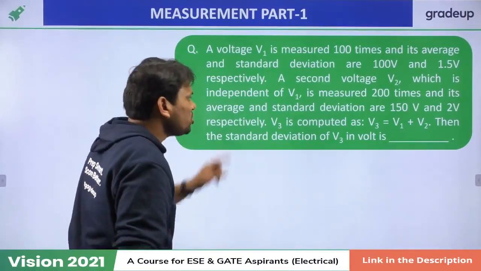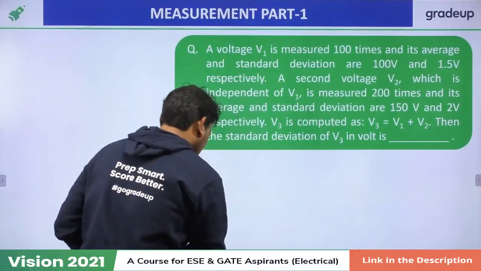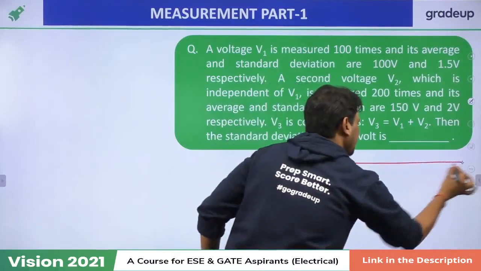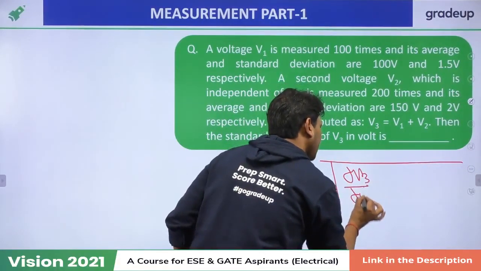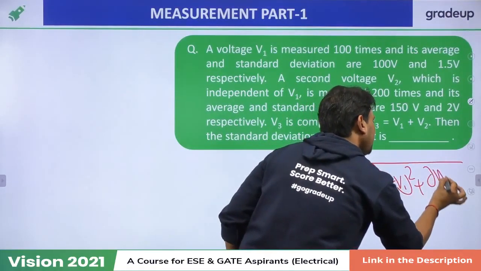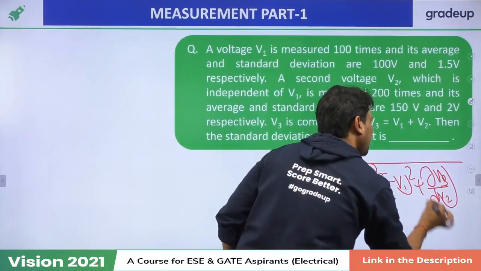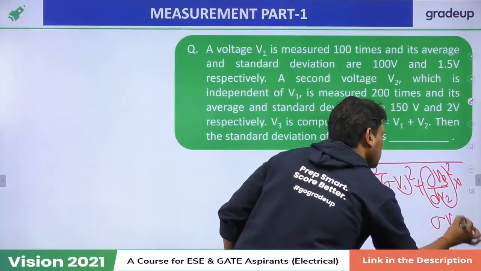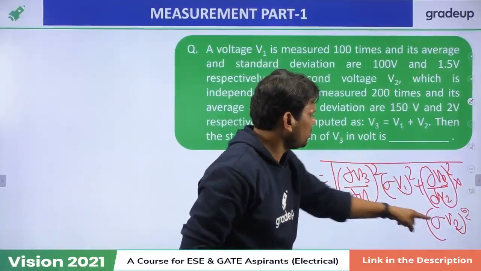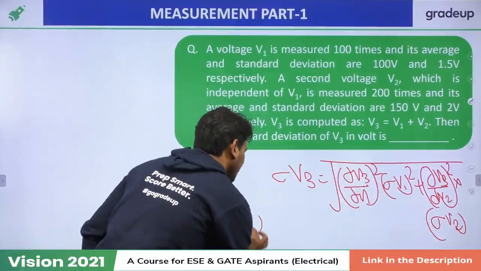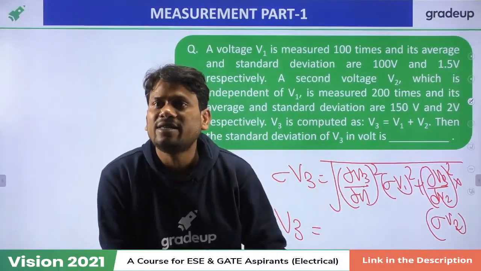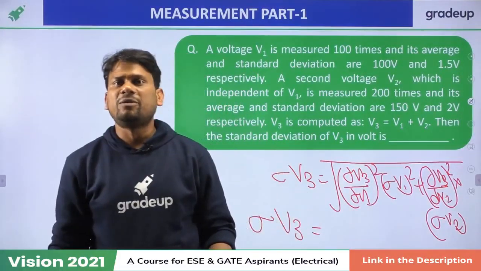So here, the most important thing, whatever I wrote here: our sigma V3 is equal to the square root of (del V3 by del V1) squared into sigma V1 squared, plus (del V3 by del V2) squared into sigma V2 squared. So these values are 1 and 1. Just put 1.5 here, 2 here, square and take the square root, and tell me the final value of sigma V3. Yes, anyone? Knight replied 2.5 volt, Preeti replied 5 volt.